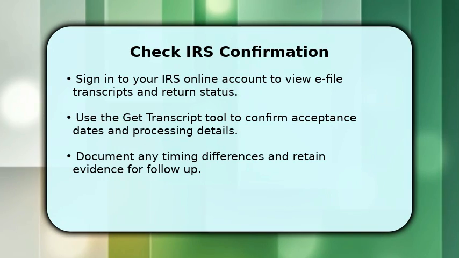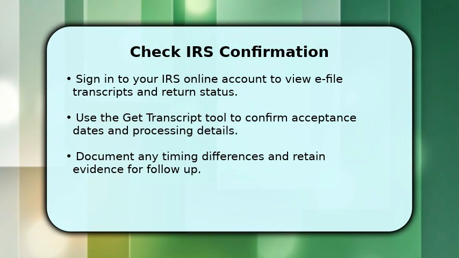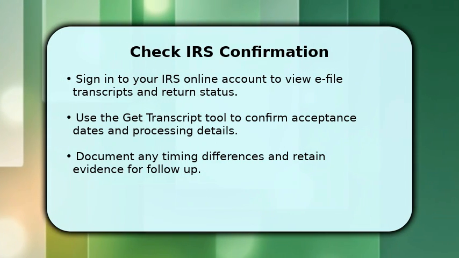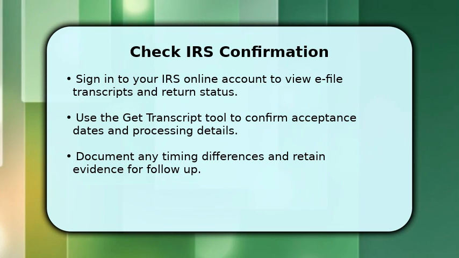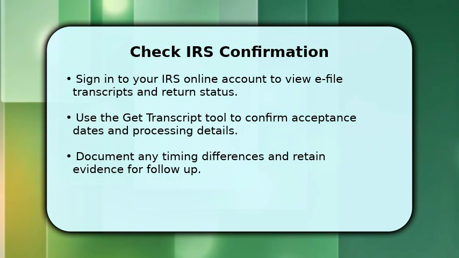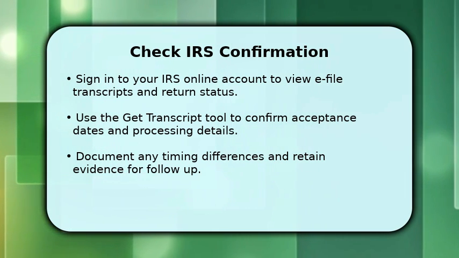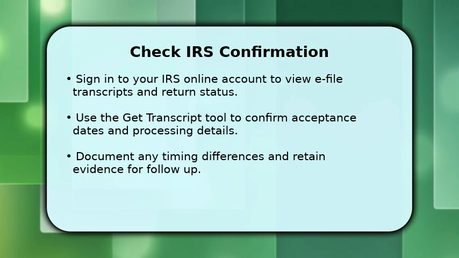To verify with the IRS, sign in to your online account and view your e-file transcript or return status. Use the Get Transcript tool for confirmation and compare the acceptance date with your software receipt. If timing differs, allow 1 business day and recheck, then document any discrepancies with screenshots.